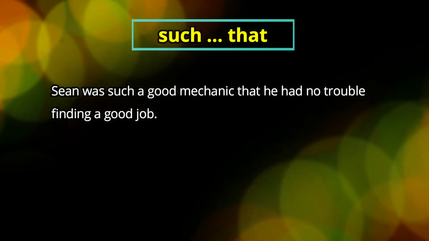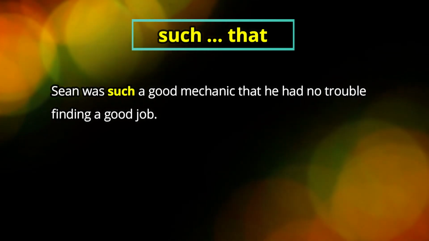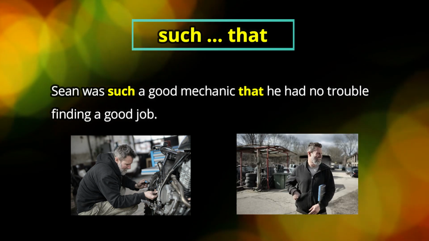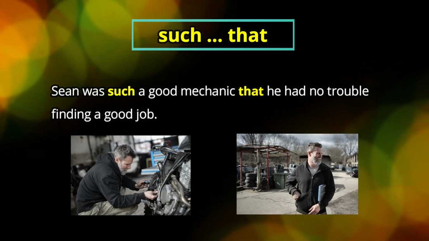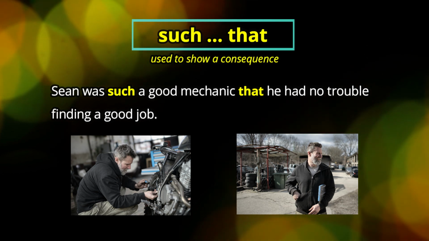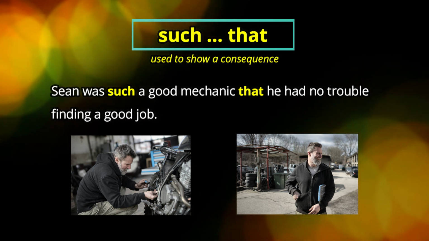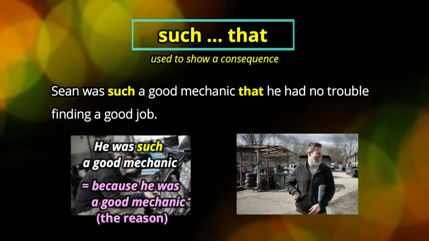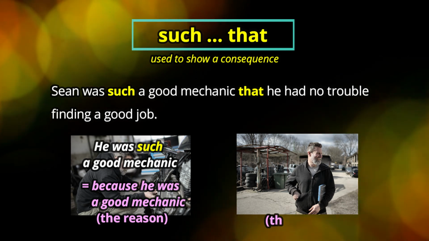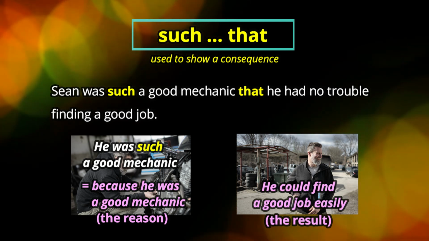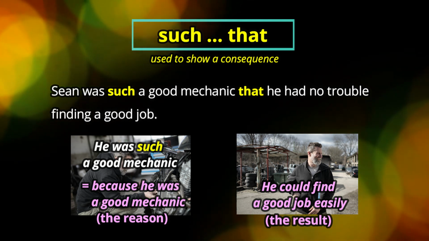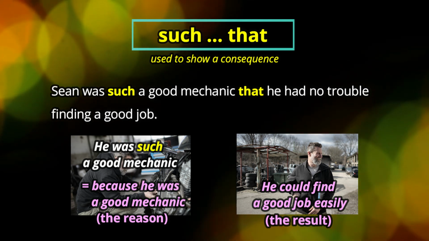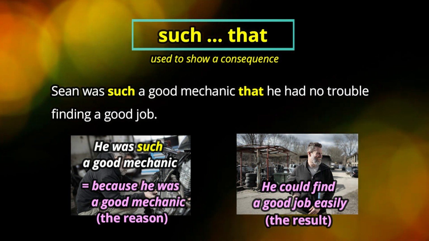The final one we'll look at is such and that. All right, and in our example, Sean was such a good mechanic that he had no trouble finding a good job. And here we're using it to show a consequence, right? So what are we saying here? Well, he's such a good mechanic. Because he was a good mechanic, the result was that it was easy for him to find a good job. So it's a consequence. That's really what this is used for. Got it?